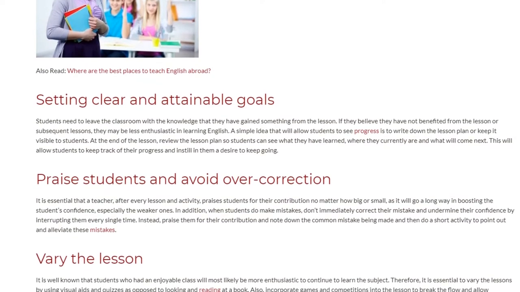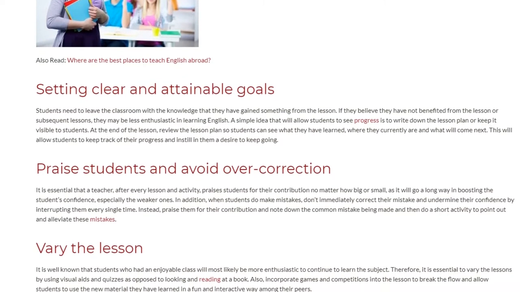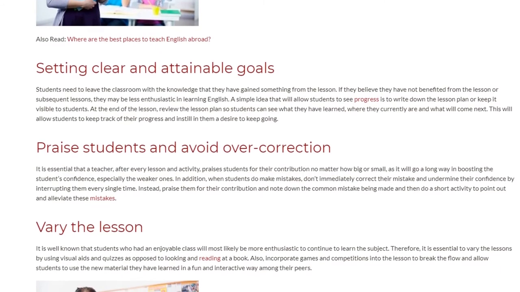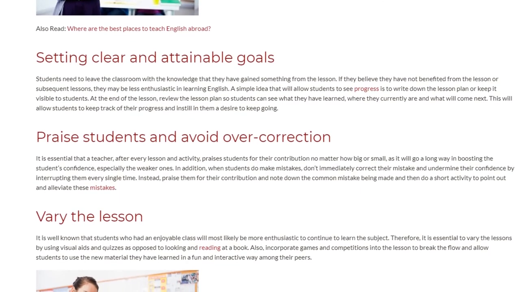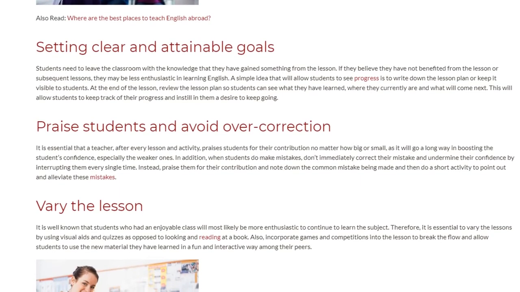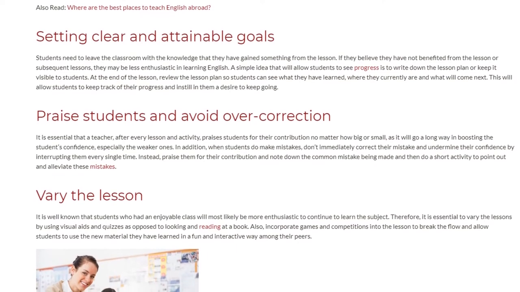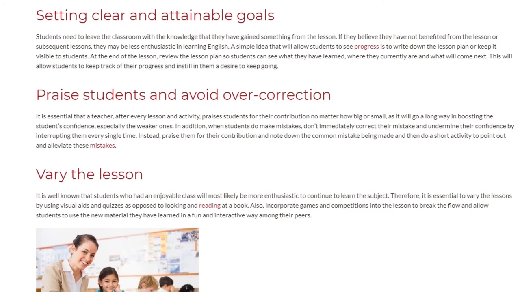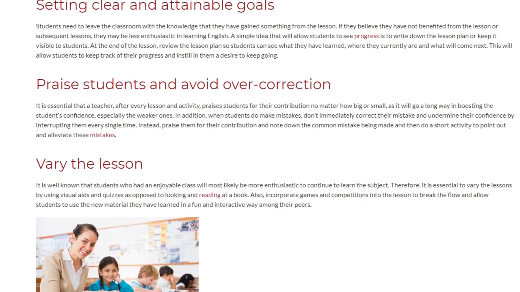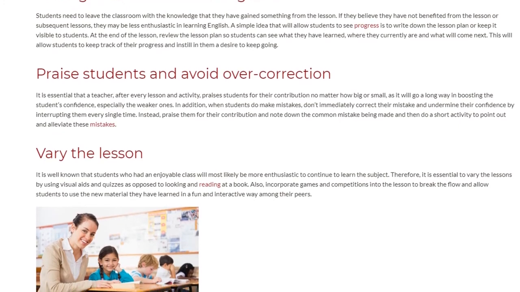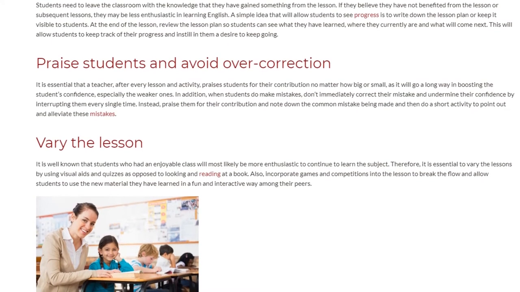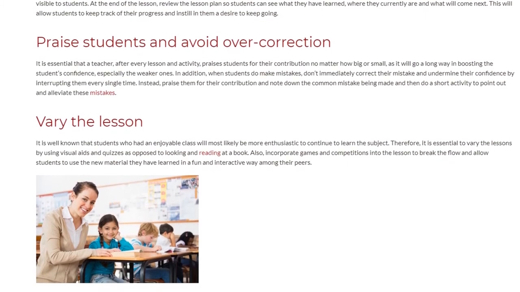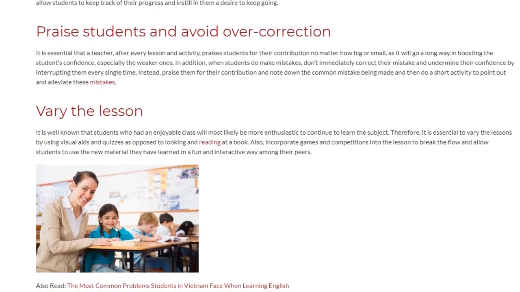Praise students and avoid overcorrection. It is essential that a teacher, after every lesson and activity, praises students for their contribution, no matter how big or small, as it will go a long way in boosting the students' confidence, especially the weaker ones. In addition, when students do make mistakes, don't immediately correct their mistake and undermine their confidence by interrupting them every single time. Instead, praise them for their contribution and note down the common mistake being made, and then do a short activity to point out and alleviate these mistakes.